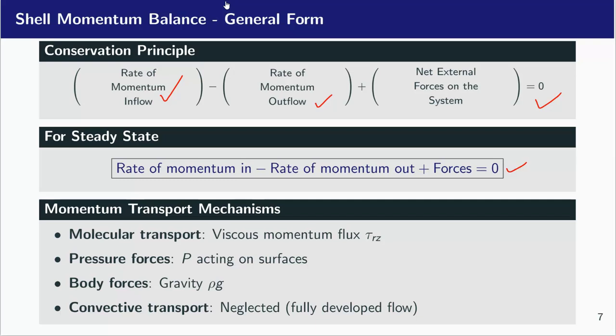Now the momentum transport mechanisms. One is molecular transport, the viscous momentum flux tau_rz. Another is the pressure force, P acting on the surface, and the gravity force acting on the whole body. Here we are considering fully developed flow, so convective transport will be 0.